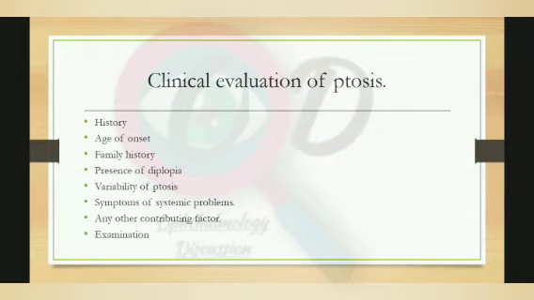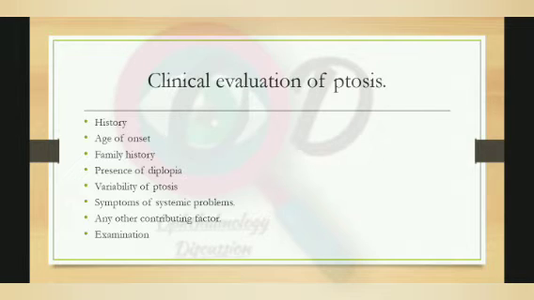Now the clinical evaluation of ptosis. Clinical evaluation is a kind of evaluation we will do for every patient, but for ptosis we need to check the history, the age of onset of ptosis, and the family history. Is there any congenital cause or not, is there any presence of diplopia? For that we can find out whether there is myasthenia gravis or not, due to which it may occur. Variability of ptosis: how variable it is for the patient, whether it was mild, moderate, or severe. So these things will be judged.